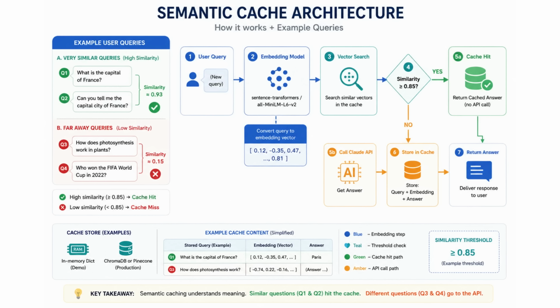If no match is found, we call the Claude API. When the response comes back, we store both the query embedding and the response text in our cache for future hits. The cache starts empty and fills up as real traffic flows through. In production, you would use a vector database like ChromaDB or Pinecone for persistence and scale. In our demo, we use an in-memory list, enough to see the full behavior.